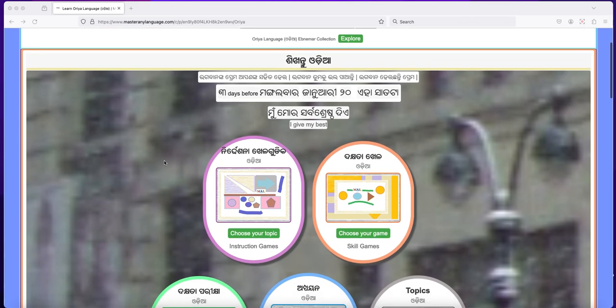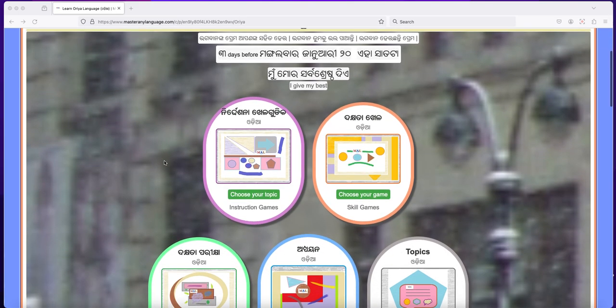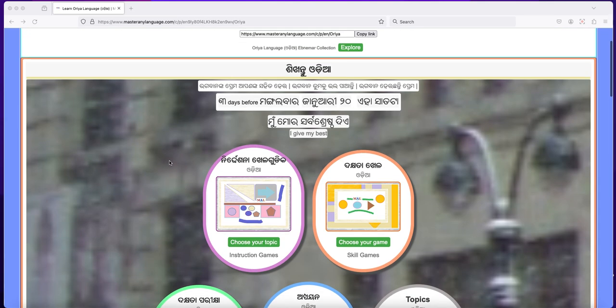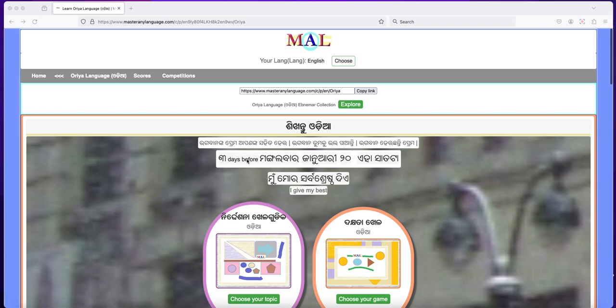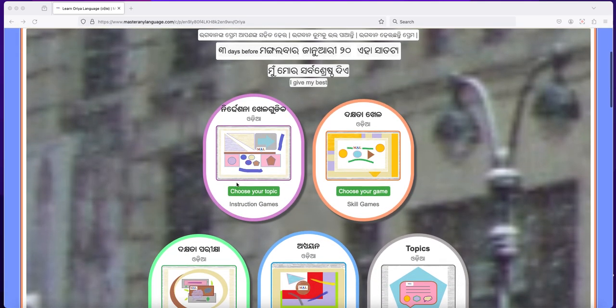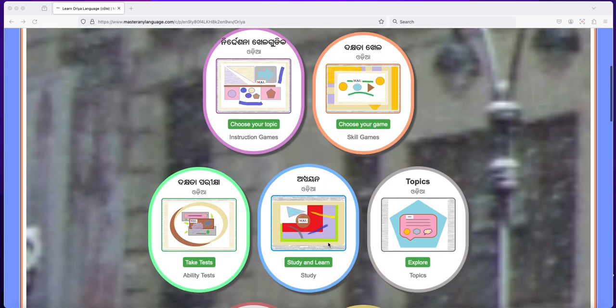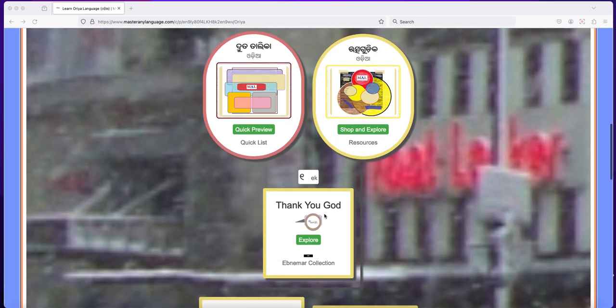To do the Oriya language numbers practice game. Alright, so here you'll see this is the Oriya homepage. What we have here are instruction games, skill games, ability test, study, and then other options you can take advantage of to help you.